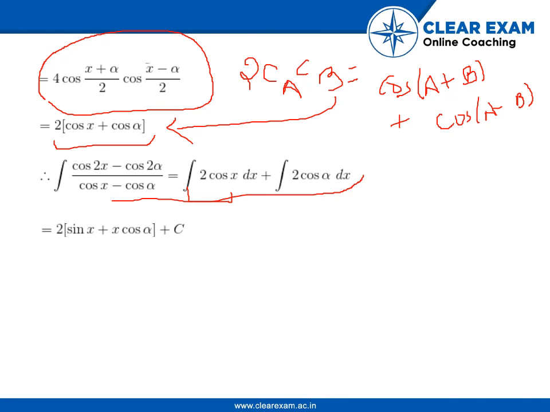The integral of 2 cos x can be written as 2 sin x, and 2 cos alpha is a constant, so it is multiplied by x. So that is our final answer. We get our final answer as 2 sin x plus x cos alpha plus c, where c is an arbitrary constant. So that is it.